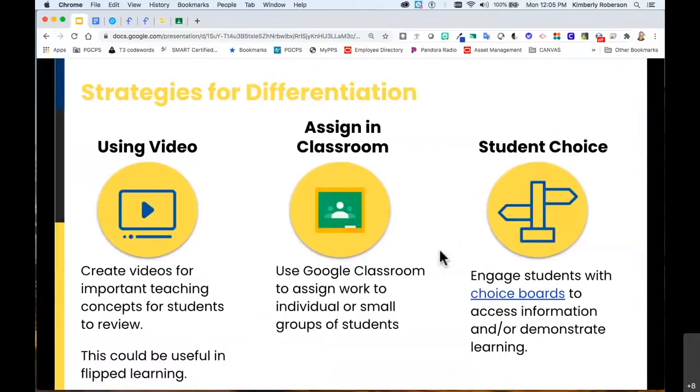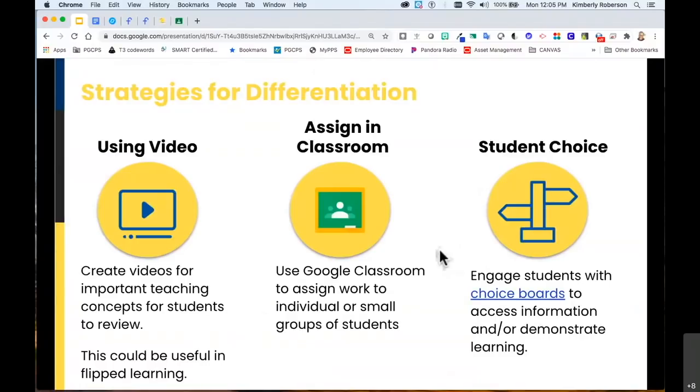Student choice. Give students choice on how to access or demonstrate learning. Provide students with choice in activities. Spark creativity and tap into the students' interests by allowing them to have some choice in the activities they complete. Choice boards, also sometimes called choice menus or tic-tac-toe boards, can be an effective way to differentiate for students and motivate them through choice.